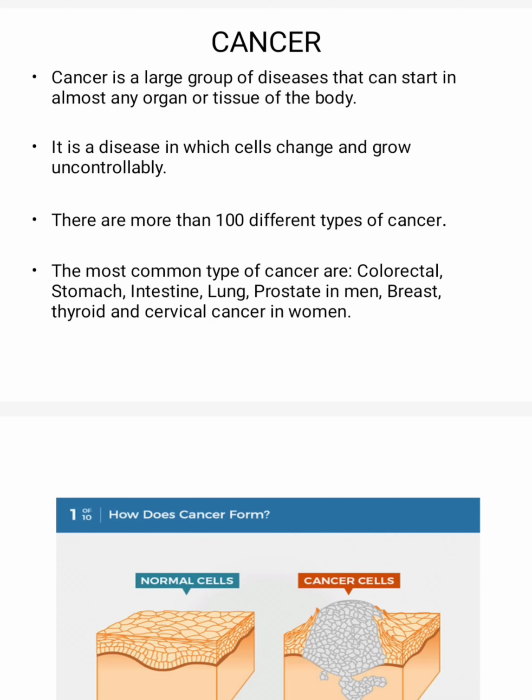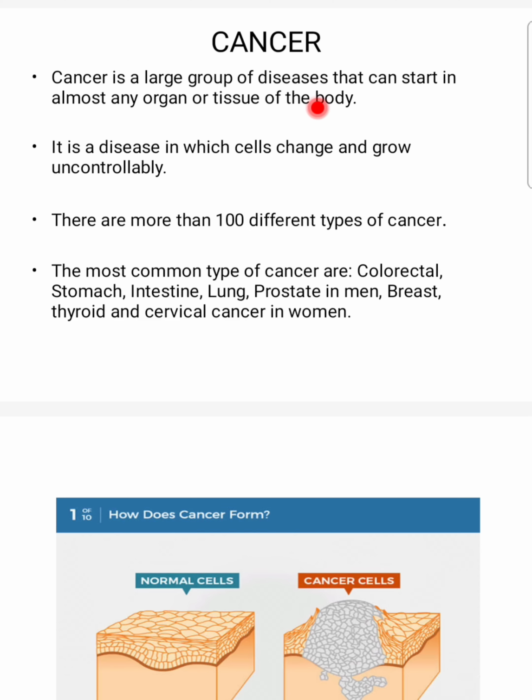So the problem with cancer is they disobey these rules of cell normality, and it's a large group of diseases that can start in almost any organ or tissue of the body. That is the problem with cancer. And we have a group of tumor suppressor genes present inside. For example, we will discuss p53, p21 and others, which help regulate the cell cycle.